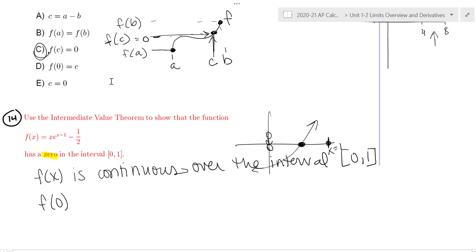If I plug in a 0, I should get negative 1/2, right? Because it doesn't matter what 0 is multiplied by, 0 minus 1/2 is negative 1/2. And if I plug in a 1, that's 1 times e to the 0 minus 1/2. e to the 0 is 1, so 1 minus 1/2 is just going to be positive 1/2.